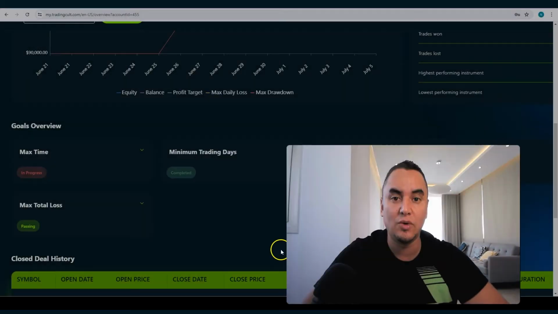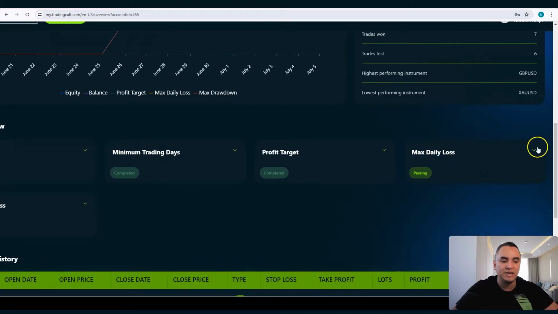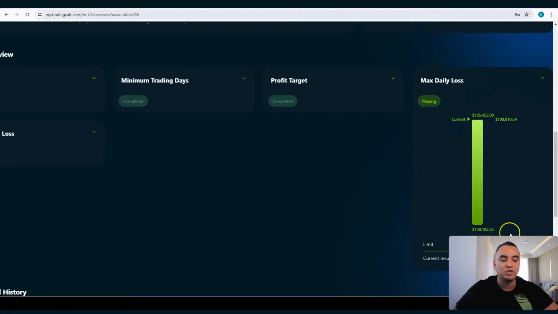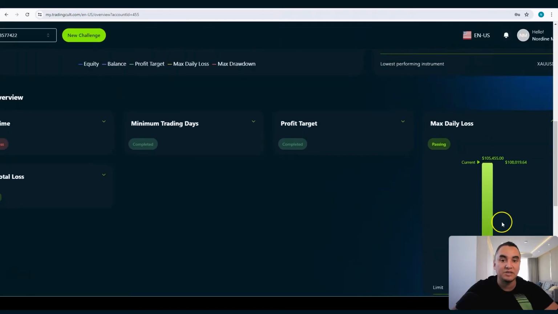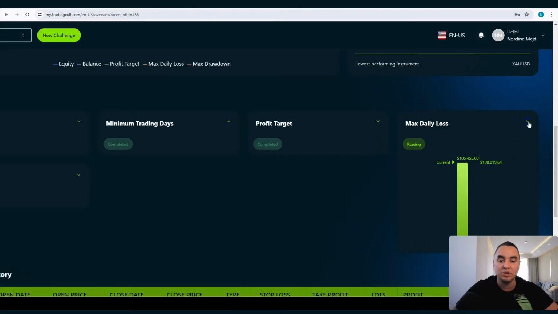Let's go to our dashboard here, and as we can see, the maximum daily loss is really clear. We have a maximum daily loss of 5%. It will even show you the limit in amounts based on your balance, and it will also update based on your equity, so you will always have a limit that will update here.